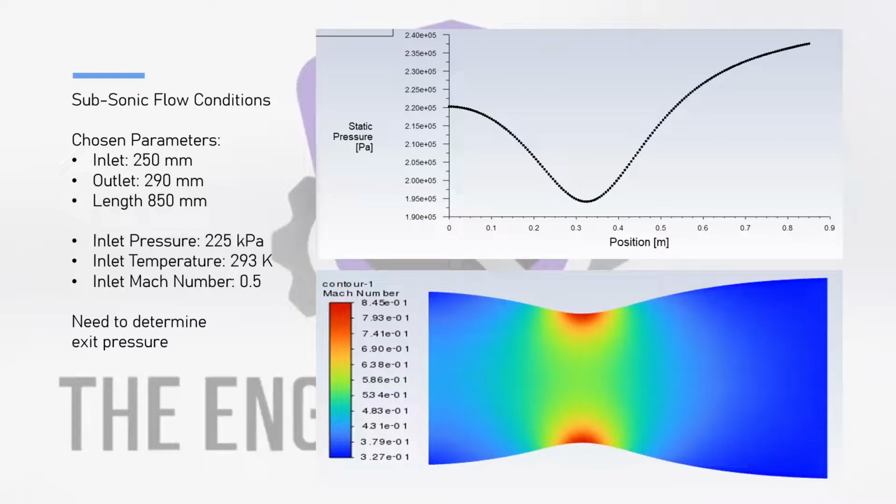In order to set up this analysis in ANSYS Fluent, I've gone ahead and chosen some parameters for the geometry and inlet boundary conditions. And therefore, using area and pressure ratios, we will be able to determine what our outlet pressure is going to be in order for our flow to remain subsonic throughout the nozzle, hence the subsonic flow conditions. So let's jump right into those calculations.